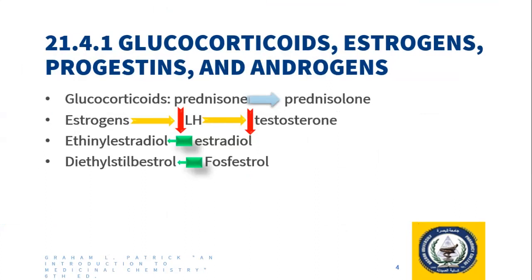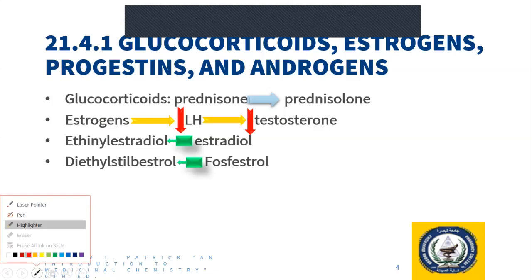The first ones are the glucocorticoids, estrogens, progestins, and androgens. A lot of hormones that are used in cancer treatments. Examples of the glucocorticoids are prednisone and prednisolone. And as you know, prednisolone is a derivative of prednisone, or you could say prednisone is a prodrug for prednisolone.